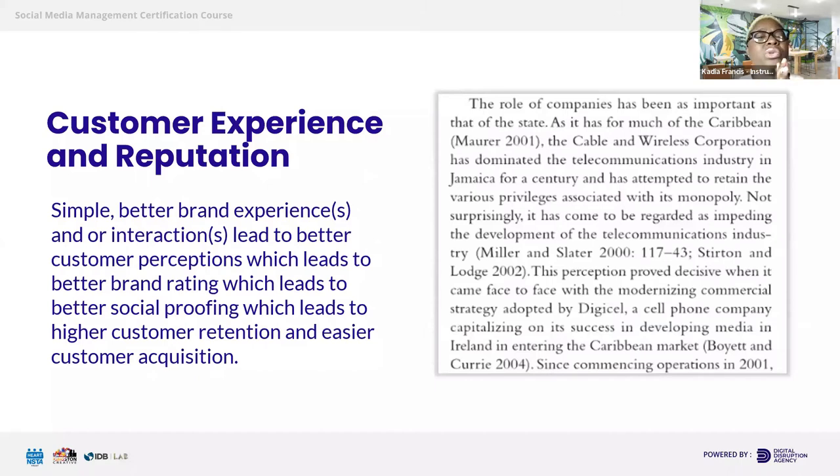And that's where these two things intersect, right? Customer experience can have an effect on reputation, but reputation also affects how the customer experiences you. And that's what we were saying. That's what Kim was saying before, right?